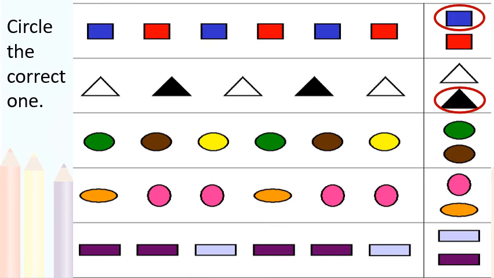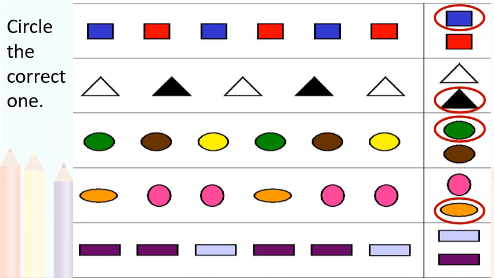Isn't it? Next, ovals are there. Green color, then coffee color or brown, then yellow, again green, brown, yellow, green. Isn't it? This is ABC, ABC. Next, an oval of orange color, circle of pink, again circle pink, oval orange, circle pink, circle pink. Next should be oval orange. Isn't it?